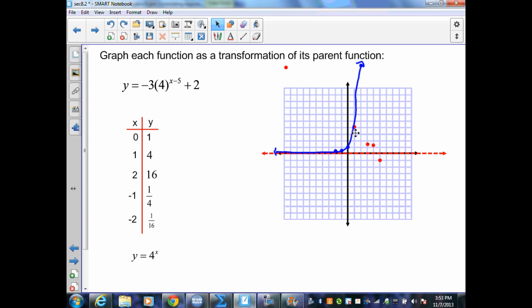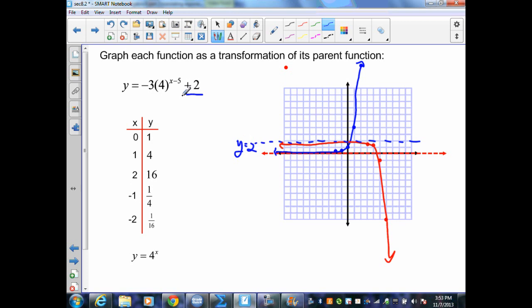Next, I have 1, 4. I'm going to translate to the right 5 units. 1, 2, 3, 4, 5. 4 times a negative 3 is a negative 12. That's approximating. And then up 2 units. And I can connect my points. And when I plot my asymptote, that's going to be at y equals 2.